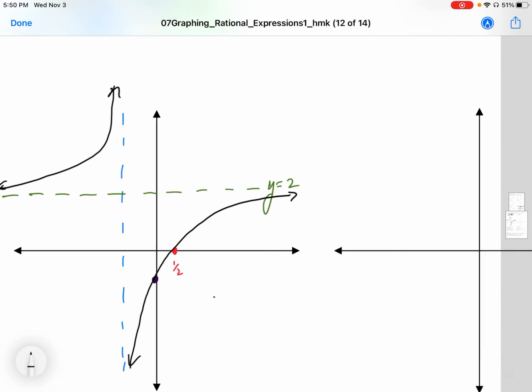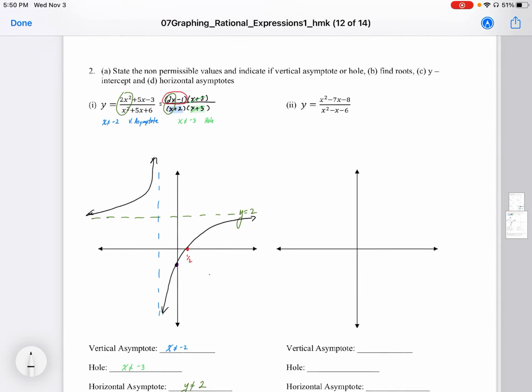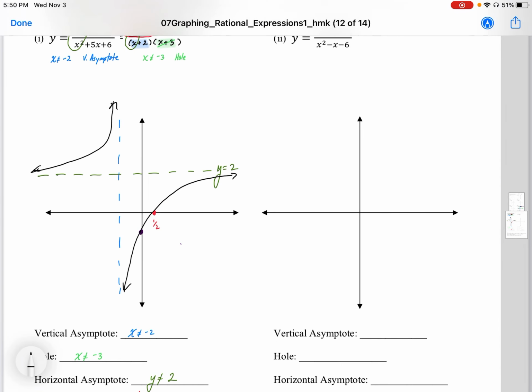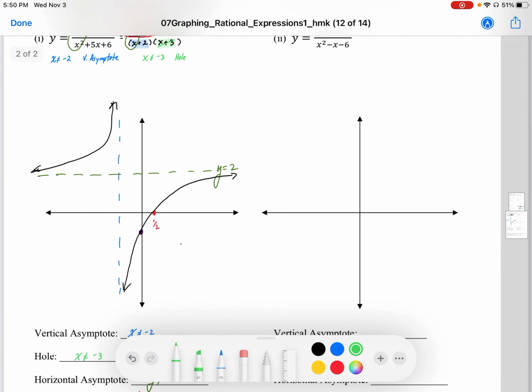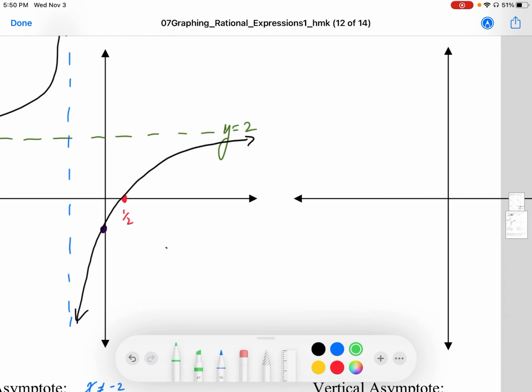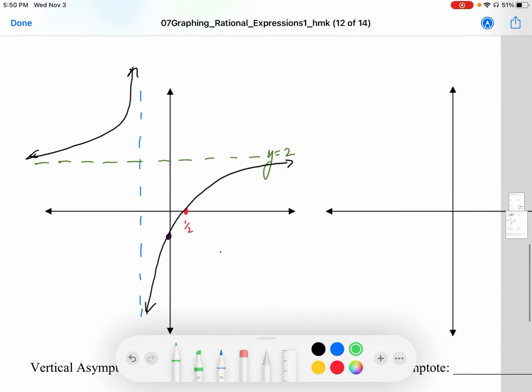This is a fairly simple rational function. Lastly, I just need to make sure I put in the hole. The hole is going to be at x equals -3. So x equals -3 is going to be somewhere around here, and there's going to be my hole.